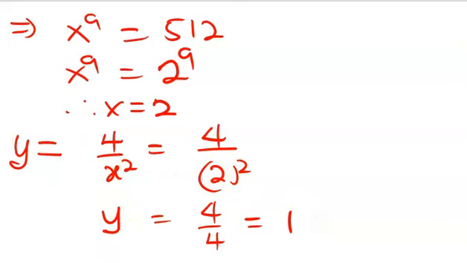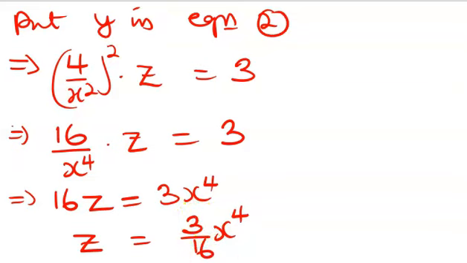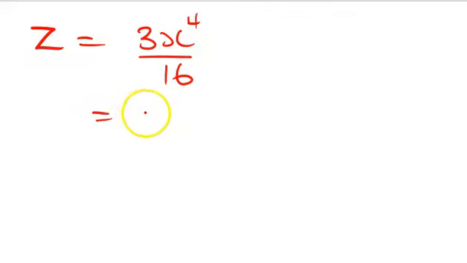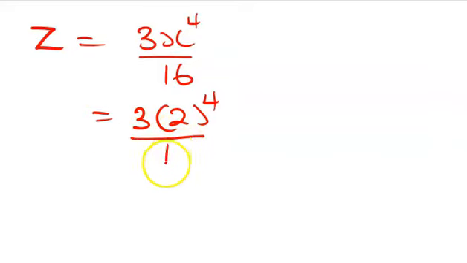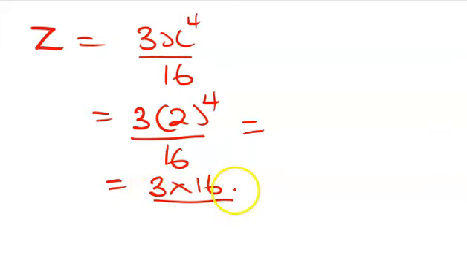Now as for z, what is z? z is 3x to the power 4 over 16. But x is 2, so that we have 3 times 2 to the power 4 over 16. Now what is 2 to the power 4? That is 16. That is 3 times 16 over 16. So this will cancel, so that we have z is equal to 3.